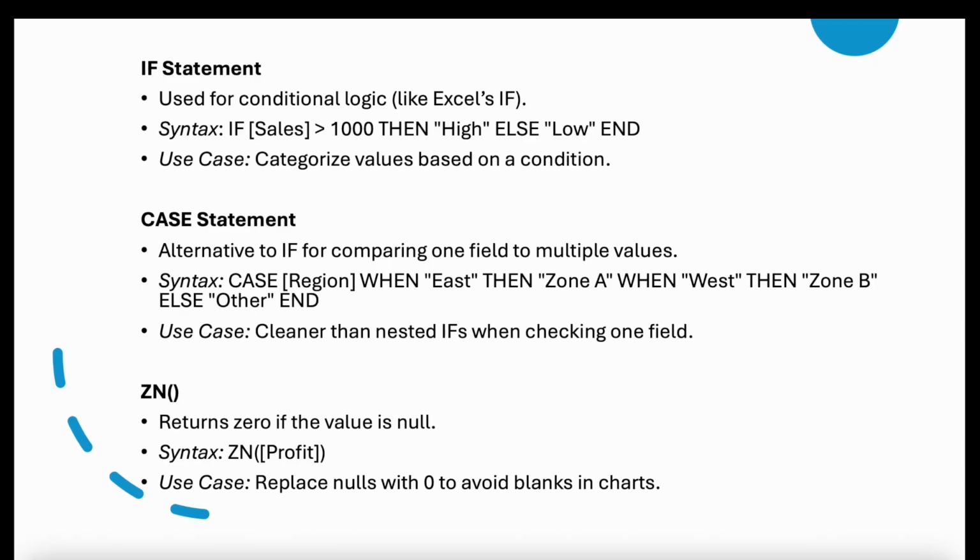And we have ZN, which returns 0 if the value is null. This is particularly useful when you want to create formulas or calculations. Let's say my profit is null. What if I want to apply a calculation and my profit is null? Of course, it will return a blank value or perhaps an error value. So it's important to convert all those values to 0 to avoid blanks in the charts.